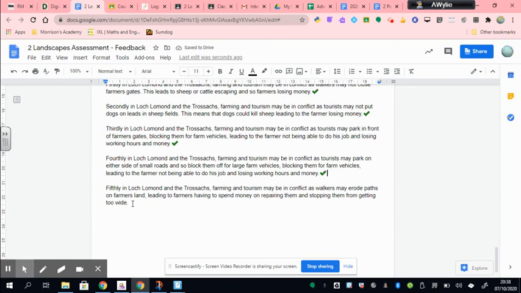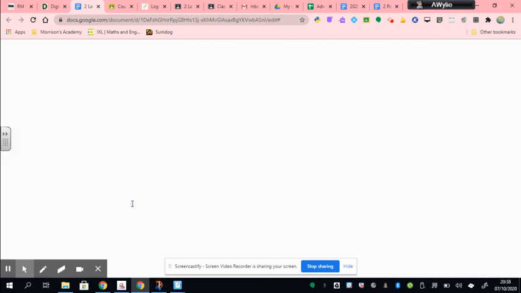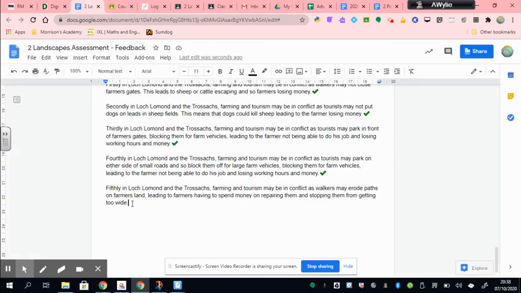And then finally, we've got the idea of walkers eroding paths, damaging gates and things like that as they walk across the landscape, and the farmer is responsible for repairing that. So what I like about this answer is it's been nicely structured into firstly, secondly, thirdly, fourthly, fifthly. So the student's been very conscientious in identifying each point as a separate point. They've taken a new paragraph every time they write a new point. So from a marker's point of view, it's very easy to identify each point the student's making.